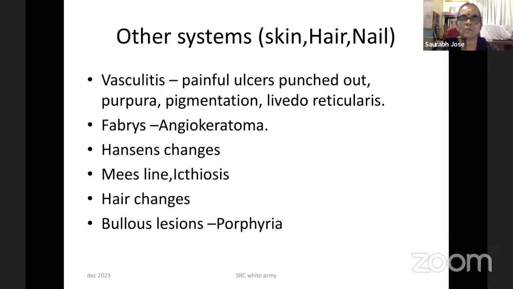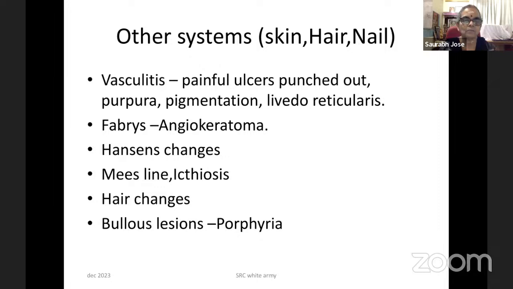And other system involvement. What are the other system features? Painful punched out skin ulcers, purpuric spots, pigmentation, livedo reticularis, that is a reticulate pattern in the palms and soles. And Fabry's disease presents with angiokeratoma. What is angio? Blood vessel. Keratoma, keratin. So vascular, soft chambers, which when you put them under the microscope, you will find blood with keratin. That is angiokeratoma. Then ceramide trihexosidase deficiency, that is Fabry's disease. And Hansen's changes, we have a separate session on that. A large number of skin changes happen in Hansen's disease.